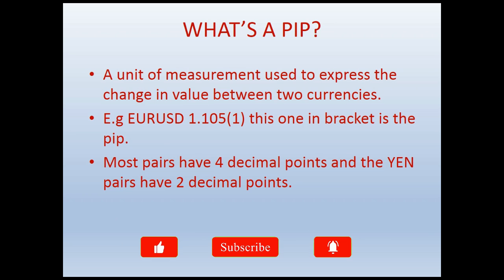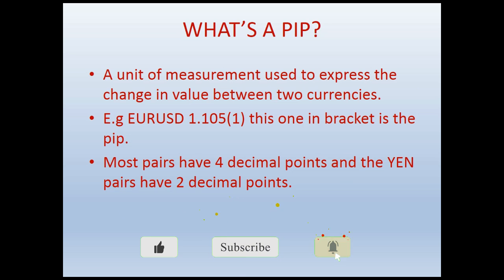So stay tuned. What is a pip? A unit of measurement used to express the change in value between two currencies. The most important thing is that it is used to express the change in value. The value of a currency pair is constantly going to change. Sometimes the value increases and sometimes it decreases. In this case, EUR/USD 1.1051, the last digit is the pip.